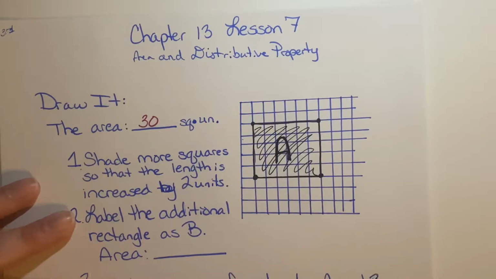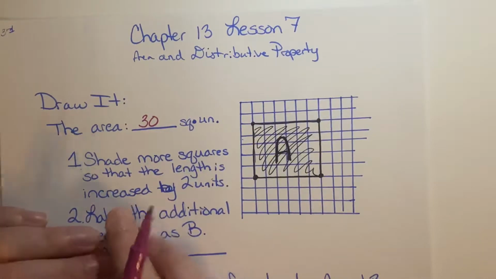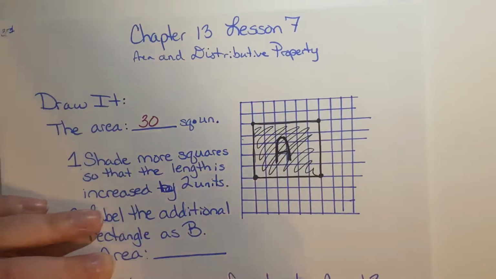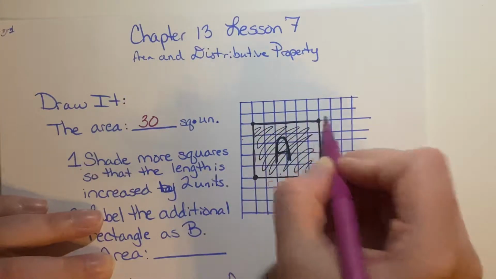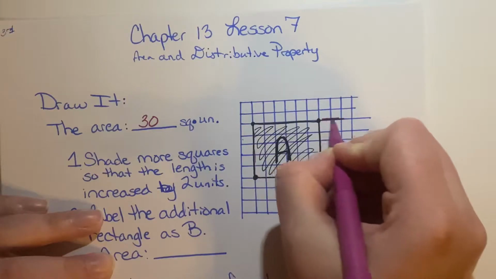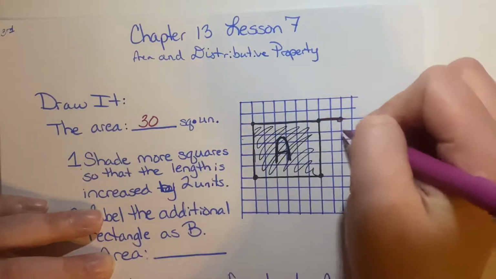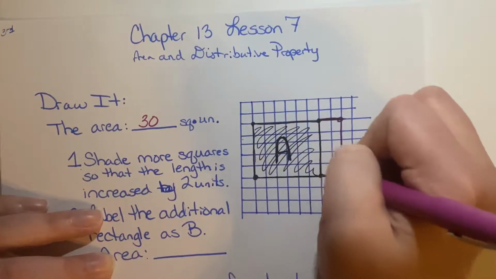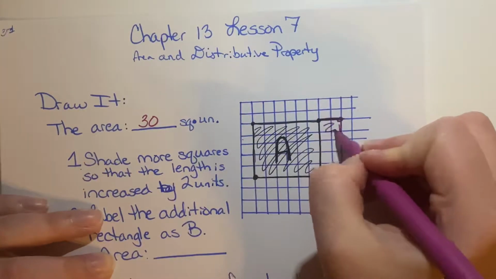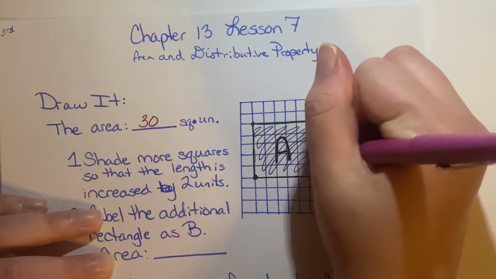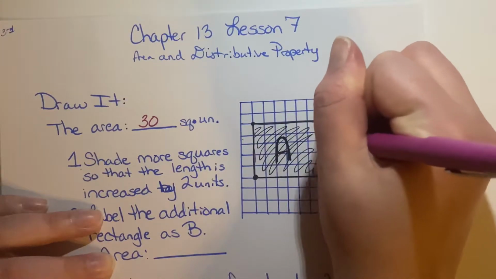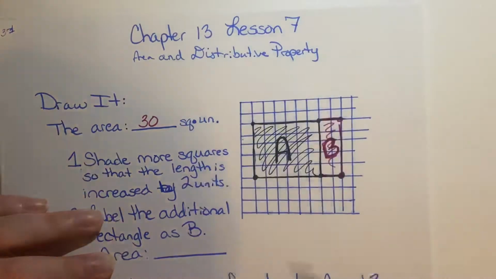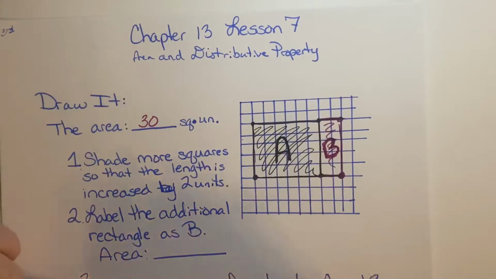So what it wants us to do now is to shade more squares so the length is increased by 2. So here's 6, so we need to shade 2 more here. And then come it down. We don't want to change the width, it said. So we want to leave it. So this is another thing, and this is going to be the rectangle B. Okay, so we labeled it. We've made it go a little bit bigger.